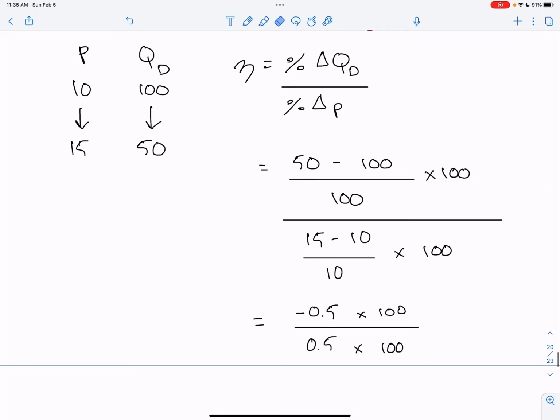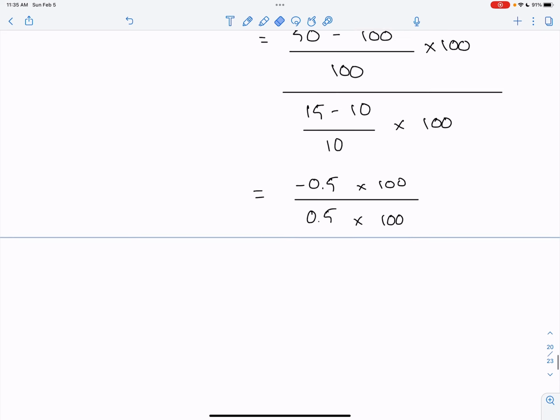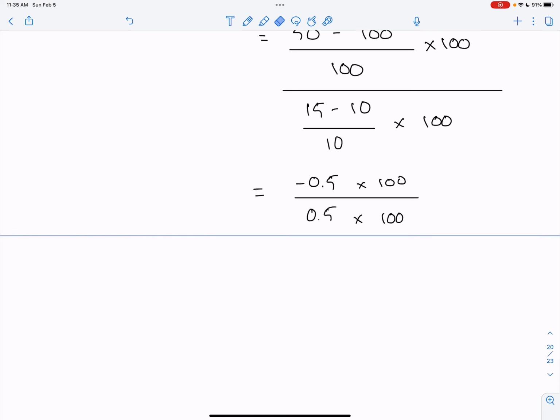Now, did I make a mistake here? 15 minus 10, 15 minus 100. No mistake. Okay, no mistake. No, just checking. Okay, so this would give us, on the top, negative 50%, divided by 50%, and this would just give us negative 1. Okay, and so our elasticity would be negative 1.